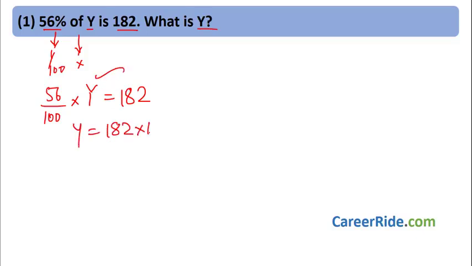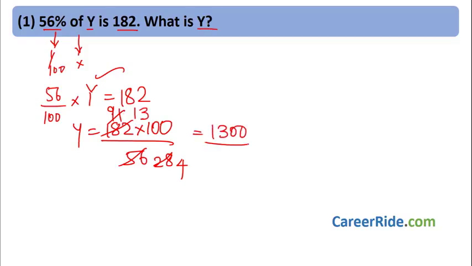Simply take it over here. Okay, divide by 56. This is 56. Let's say divide by 2. What you will get? You will get 28 over here, 91 over here. Let's try some other number. This is divisible by 7. 7 4s are 28, 7 13s are 91. 1300 divided by 4. What will we get? 4 3s are 12, 10 2s are 8, 25. 325 is the answer. Y is 325.